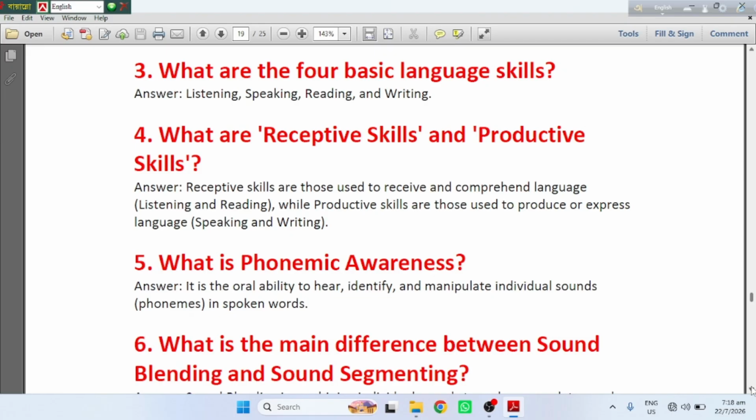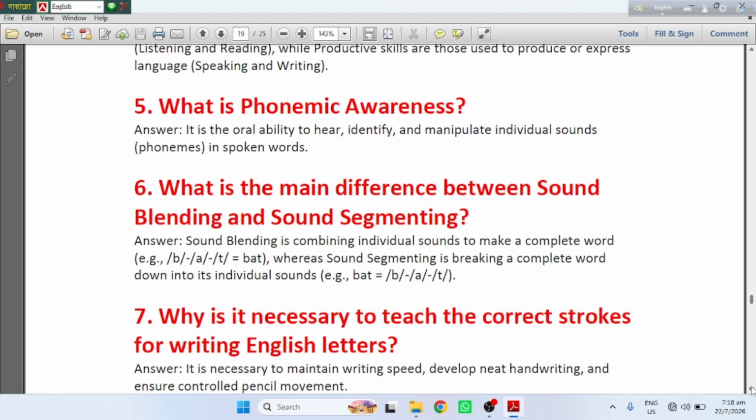5. What is phonemic awareness? It is the oral ability to hear, identify, and manipulate individual sounds. Phonemics is spoken words. What is the main difference between sound blending and sound segmenting? Sound blending is combining individual sounds to make a complete word, for example, B-A-T, bat. Whereas sound segmenting is breaking a complete word down into the individual sounds. Example, bat, B, A, T.